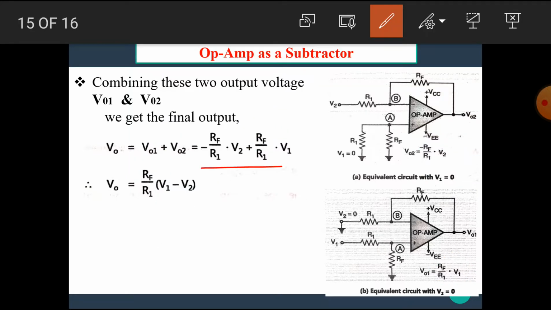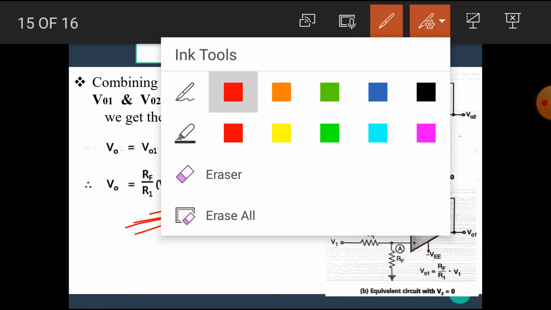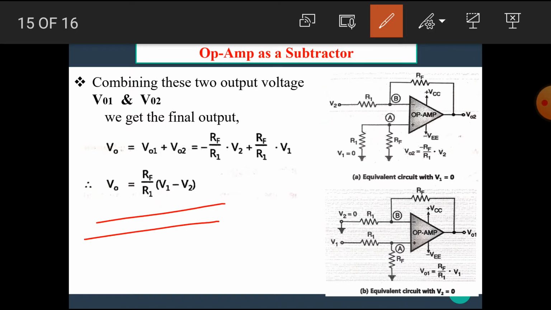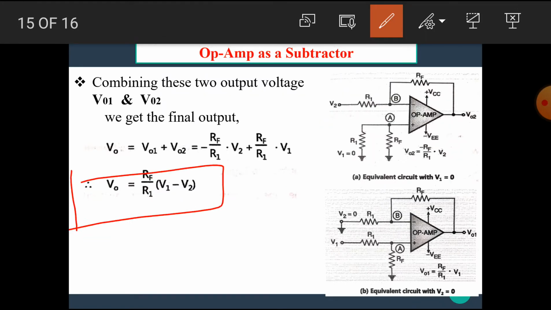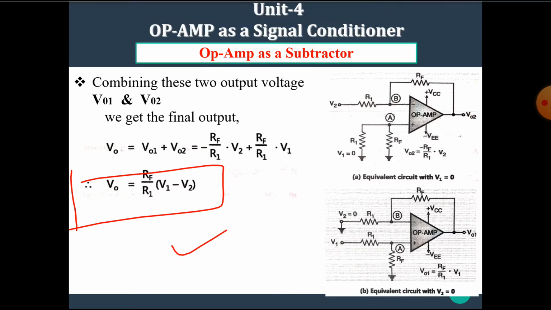Simplify this equation, we get here RF upon R1 is the common term on both sides, hence we take RF upon R1 common, multiplied by V1 minus V2. That means at the output we get the difference V1 minus V2. This is our required output equation which shows the difference of the inputs. I hope you all understand the op amp as an adder and op amp as a subtractor.